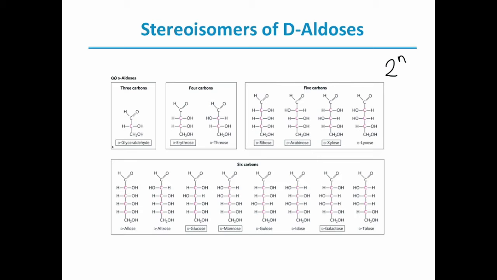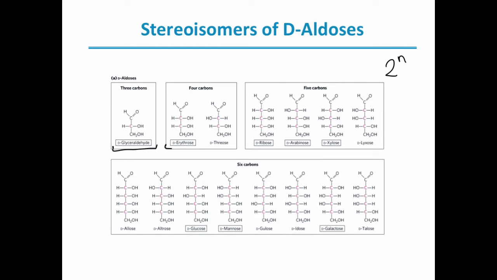So if we look at glyceraldehyde, it just has one chiral center, the carbon shown in red, and so it would have a total of 2 stereoisomers. The other stereoisomer not shown would be its enantiomer, L-glyceraldehyde.